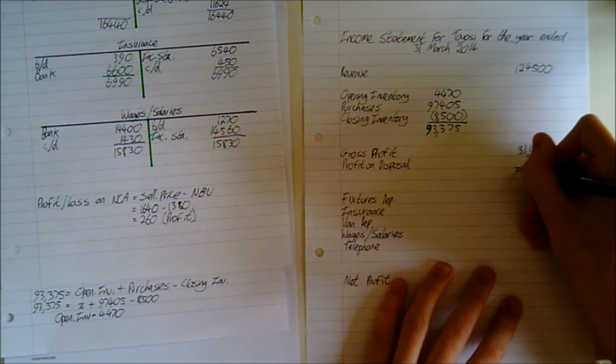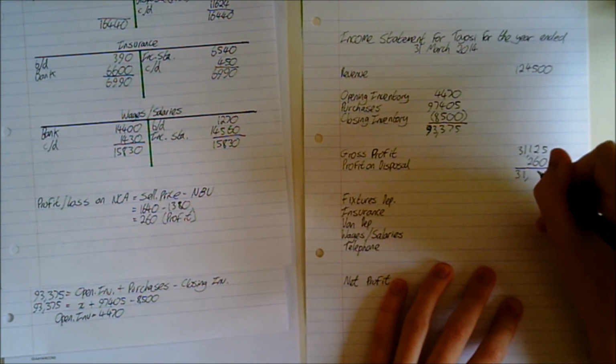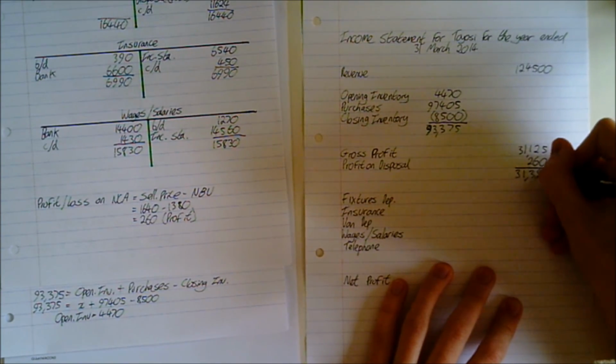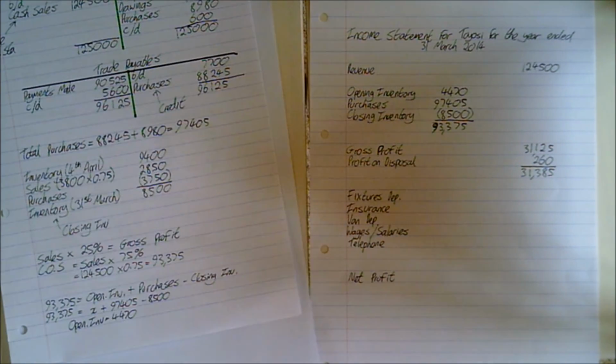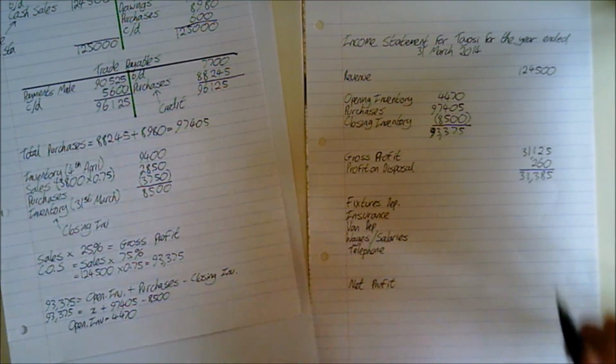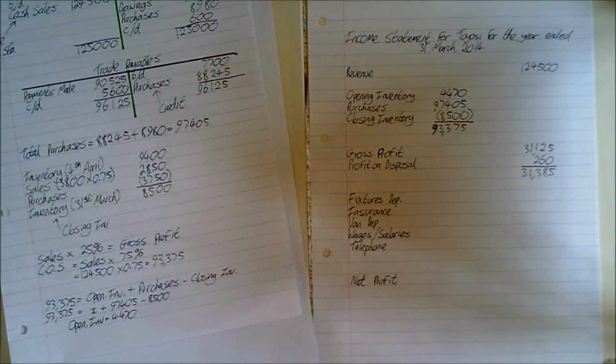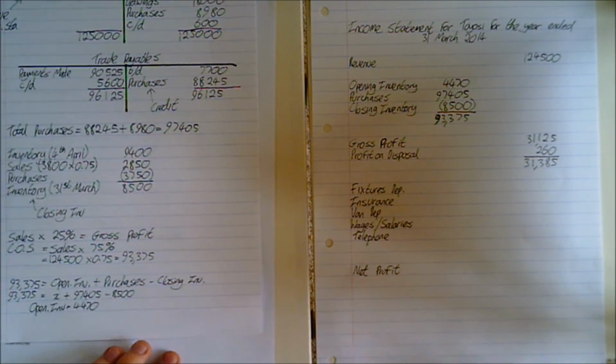We've got a brand new gross profit figure, 31,385. Oh, sorry, that's not my gross profit margin figure, is it? Because that is not 25% of that, is it? It's just that. But it's sort of like a revised gross profit in a way.